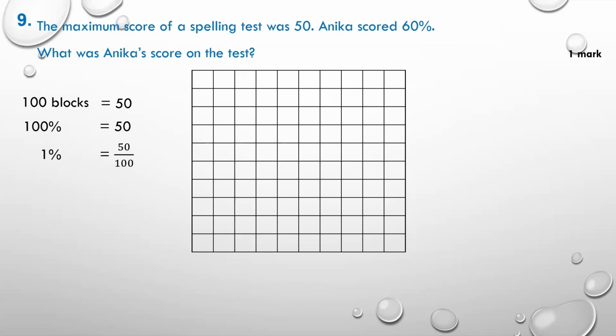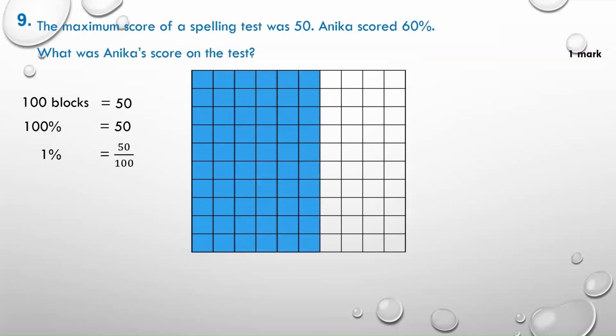And how many percent do we want to find? Anika scored. Let's represent that 10, 20, 30, 40, 50, 60%. So she scored 60%. And if each percent is 50 over 100, which is a half, then we had 60 halves. So 60% is 50 over 100 times 60. 50 over 100 is a half. What is half of 60? 30%. 30 marks, sorry. So Anika's score on the test was 30 marks.